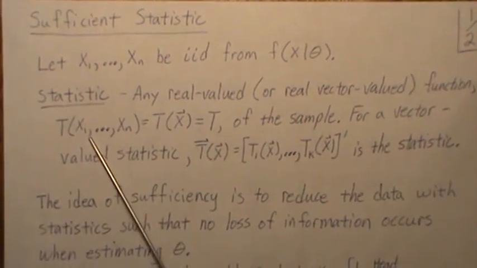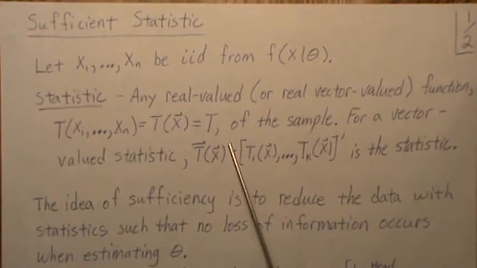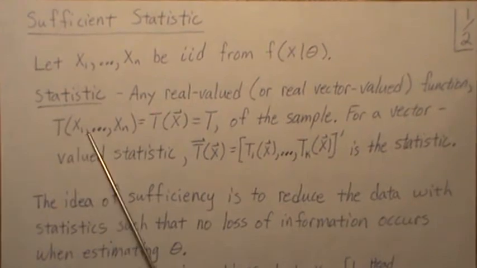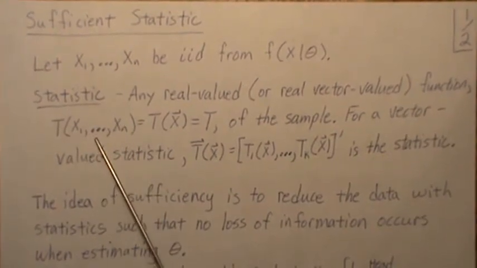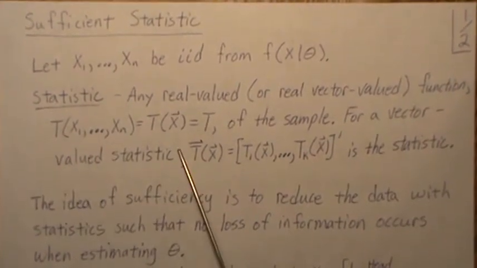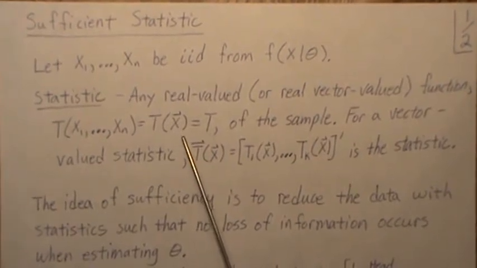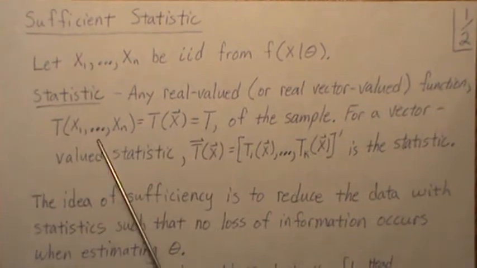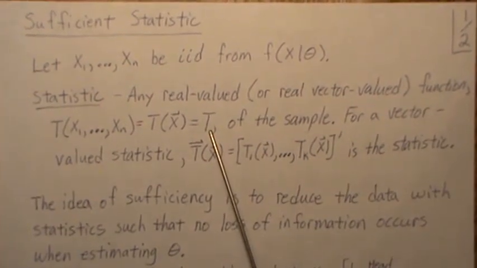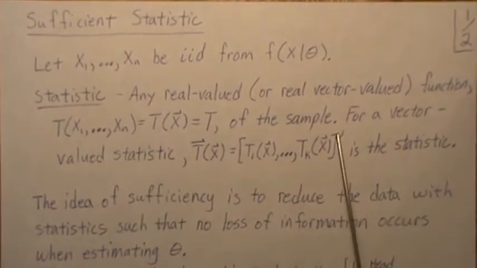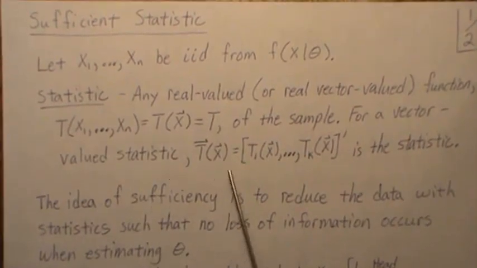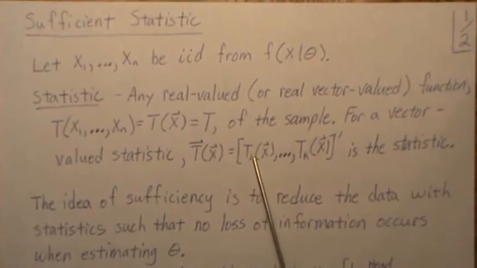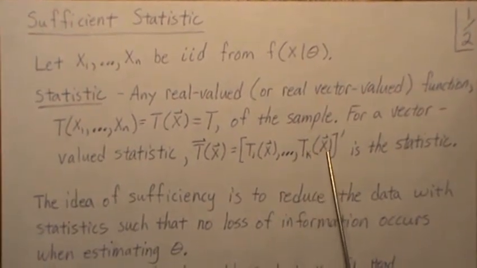A statistic is any real valued, or it could be real vector valued, function T, written like this to imply it's a function of the data, sometimes written in vector notation, and sometimes, with slightly abused notation, just T. But appreciate that all these are a function of our sample. For a vector valued function, each component of the vector is a statistic. They don't have to be the same function.